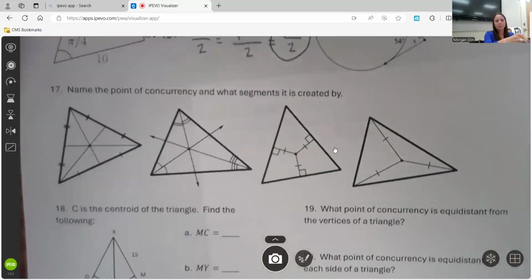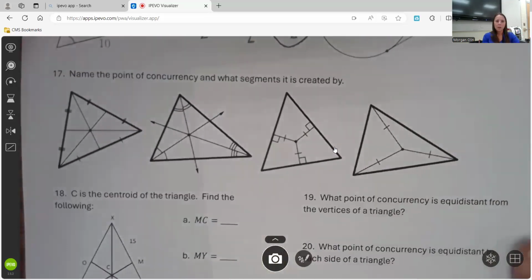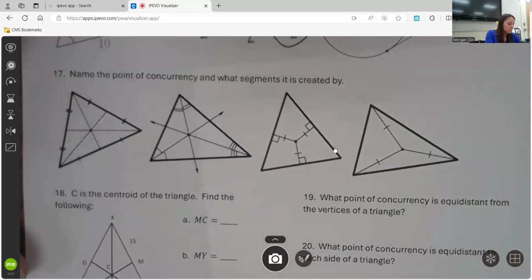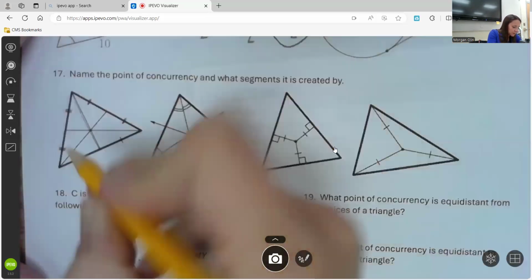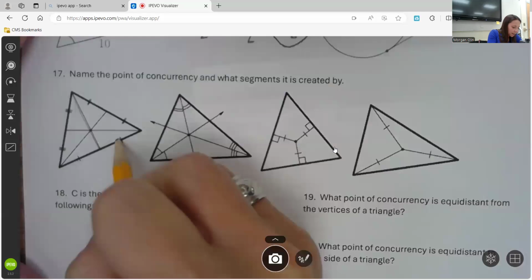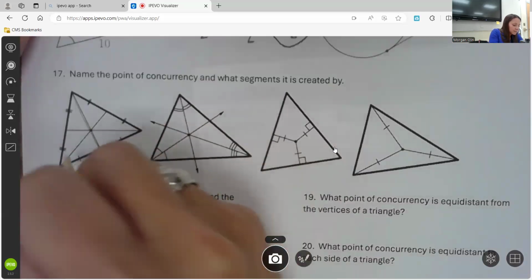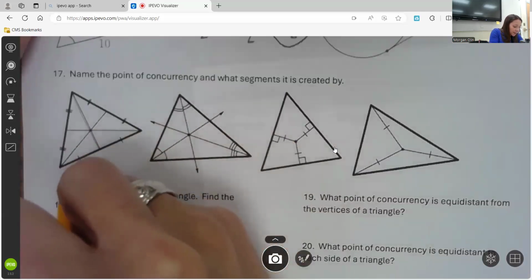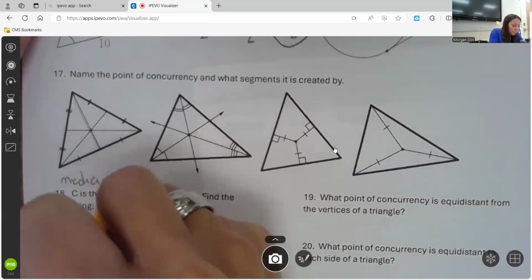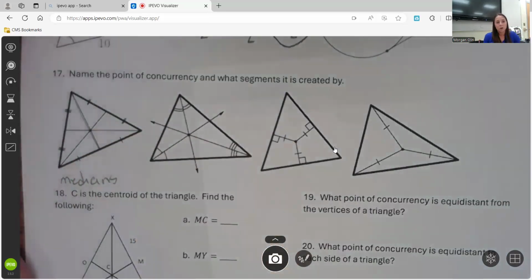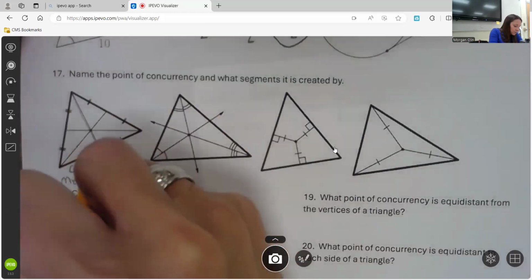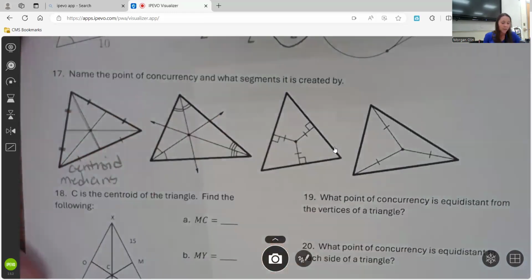The other thing we talked about in this unit is points of concurrency. We got 3 that we're going to be tested on: the centroid, the incenter, and the circumcenter. Now which one is this right here? If you notice, each of these segments goes from a vertex, and then these are congruent. This is created by medians. But which point of concurrency is it?